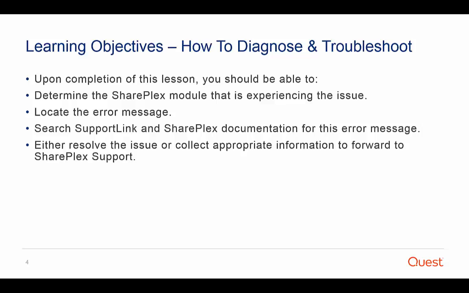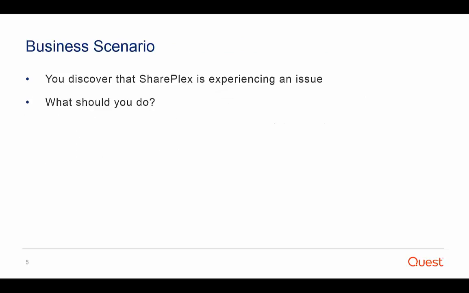At the end of this video, you should be able to determine the SharePlex process or the queue that is experiencing the issue, and locate the error message first in the event log and then in the appropriate process log. Once you know the error, perform your own search or try to resolve the issue on your own. If you cannot resolve the issue, know which logs to collect and forward to SharePlex support. Let's take a closer look at troubleshooting.